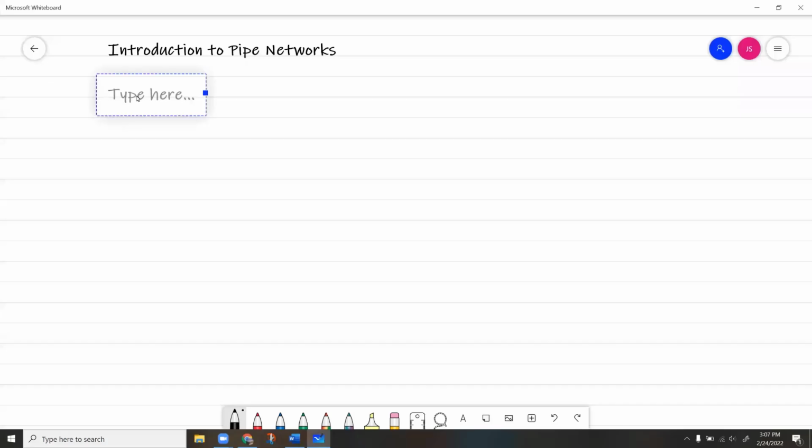So today we're introducing pipe networks. We're going to be talking about pipe networks for the next week or two. And this is kind of a very basic introduction to it. And then we'll get into some more complicated examples as we go. So our learning objectives for today.